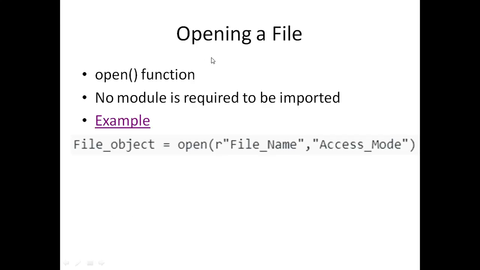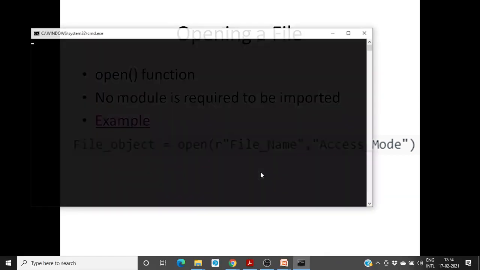So we will see one by one how to open a file. For opening a file, we have an open function, and here no module is required to be imported. So this is the syntax: file object equal to open. We will see why this R is required. In double quotes we write the file name, comma, and in double quotes we write the access mode, whether it is w, r, or any other mode. We will see an example, then you will understand this.